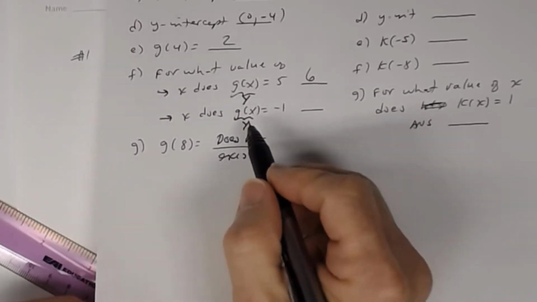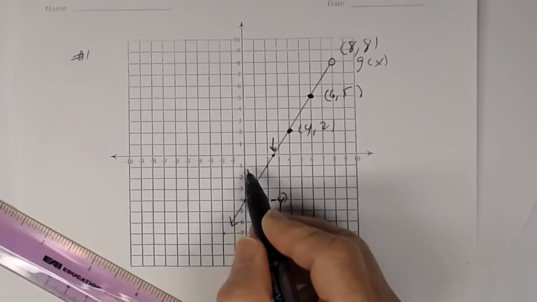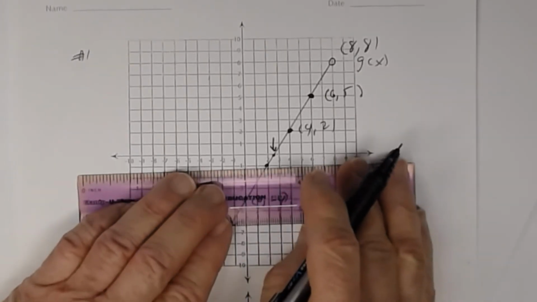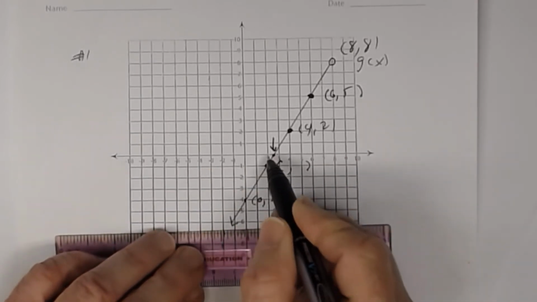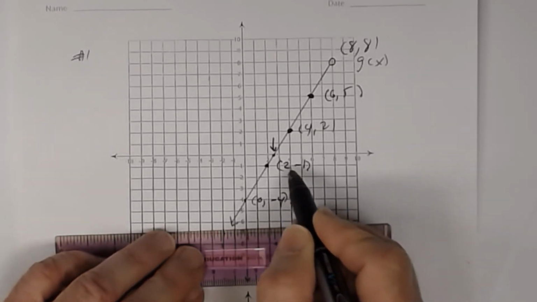Let's look at this one. When y is negative 1, on the y-axis, here's where negative 1 is. Here's the point that goes with it. You can use a ruler if you need to. Negative 1, here's the point. Then I would label it. So this is 2, negative 1 right here. That's the point.